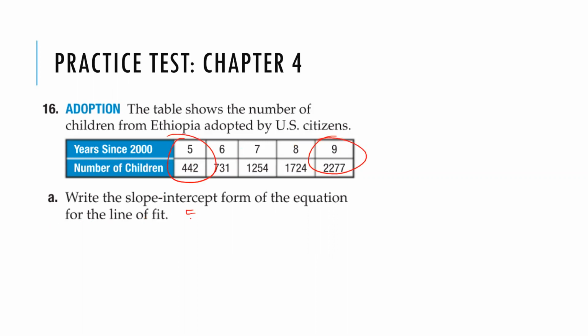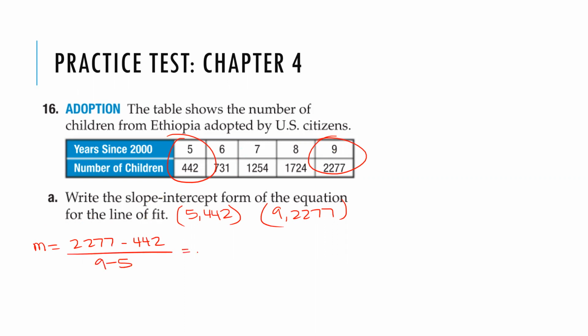So that would be 5, 442, and 9, 2,277. Okay, so I'm going to find the slope first. So that'd be 2,277 minus 442 divided by 9 minus 5, which would be 1,835 over 4, which ends up being 458 and 75/100.